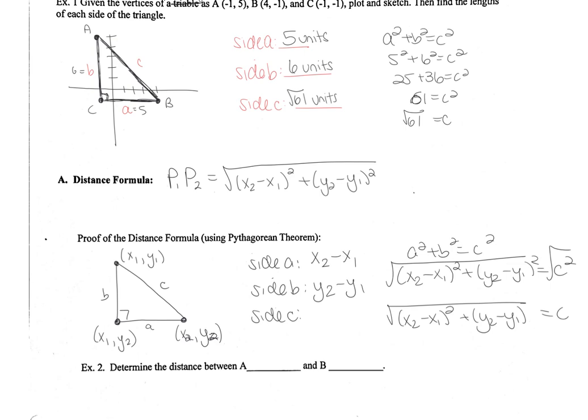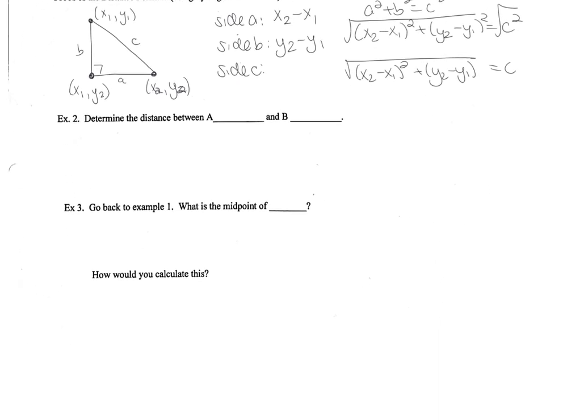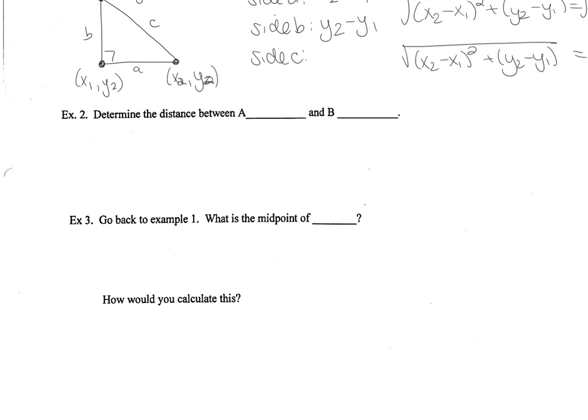Okay, so what I'm going to do now is have us practice. So here's where you can fill in these lines. I want you to go ahead and calculate the distance between point A, which is going to be (-2, 6), and point B, which is going to be (3, 7).